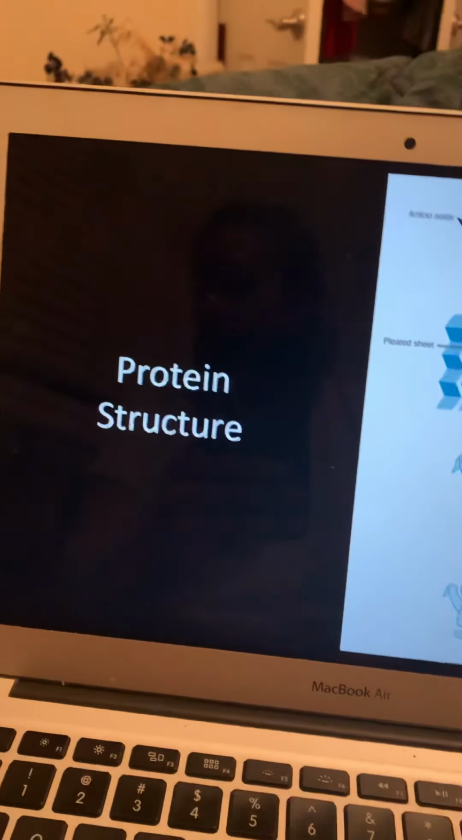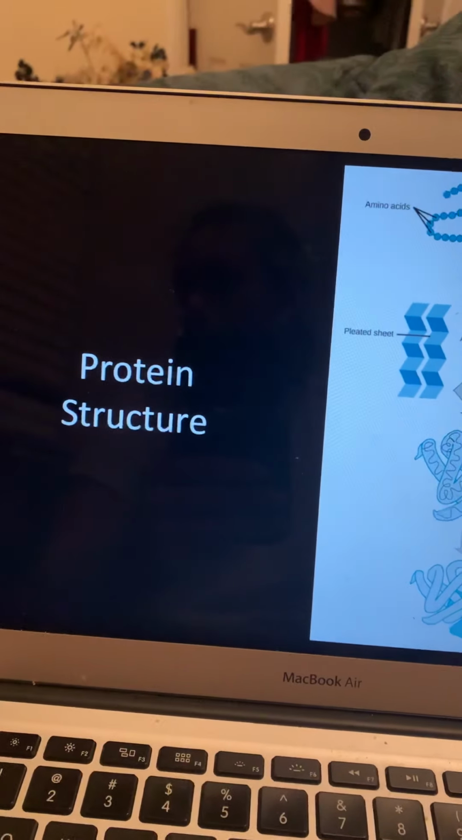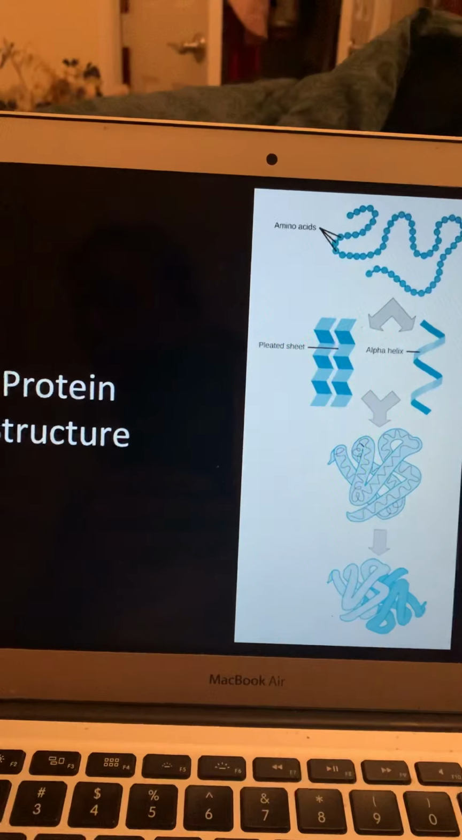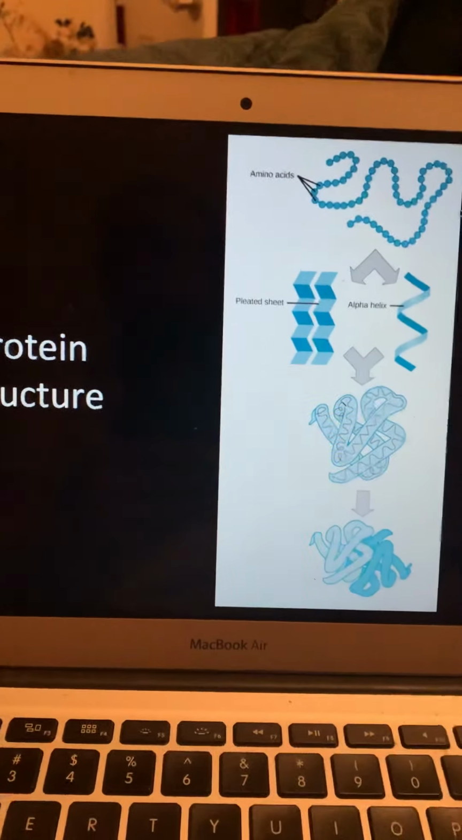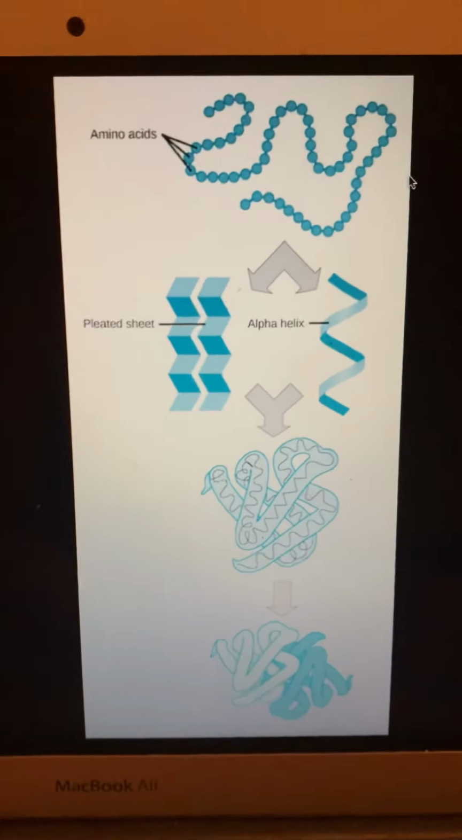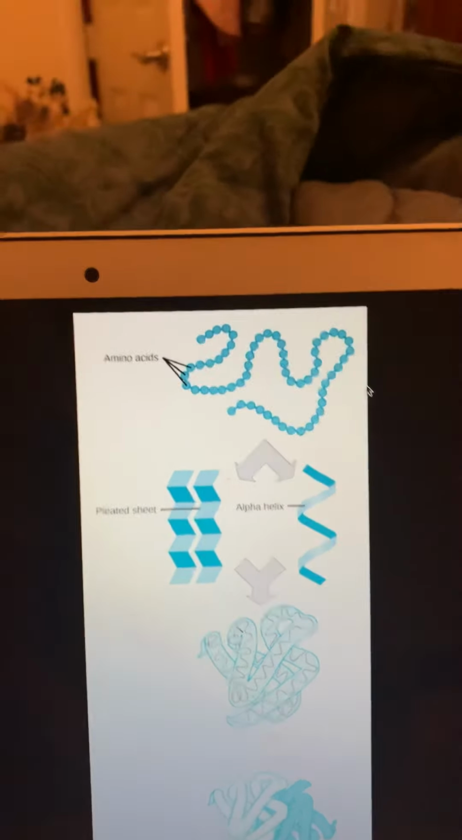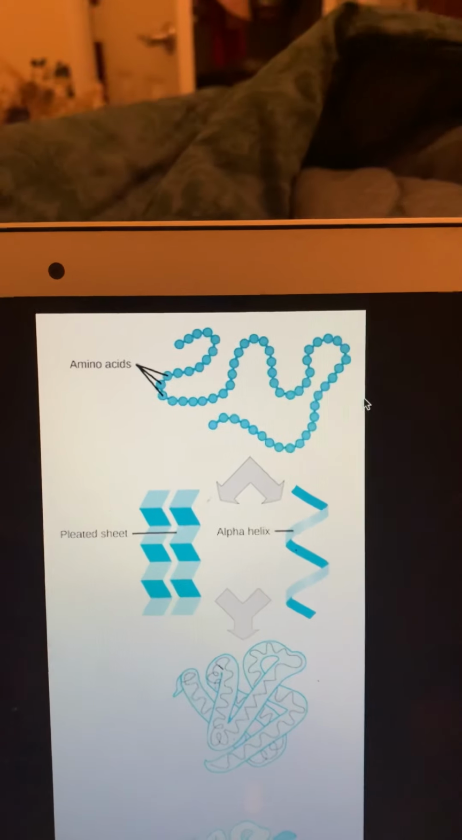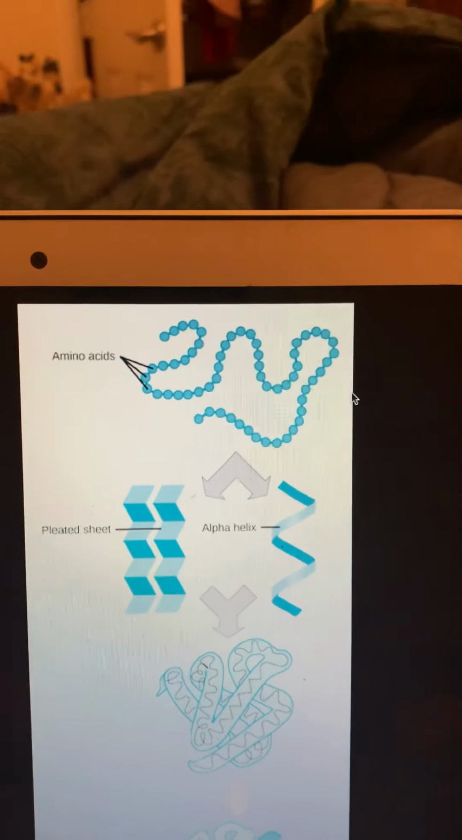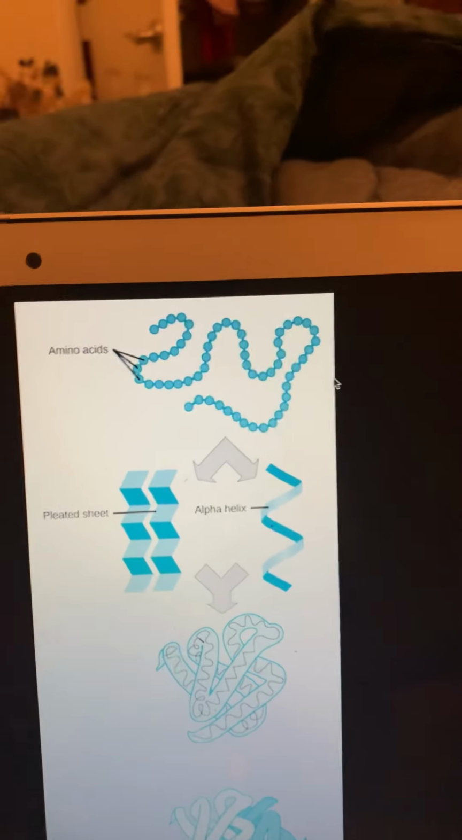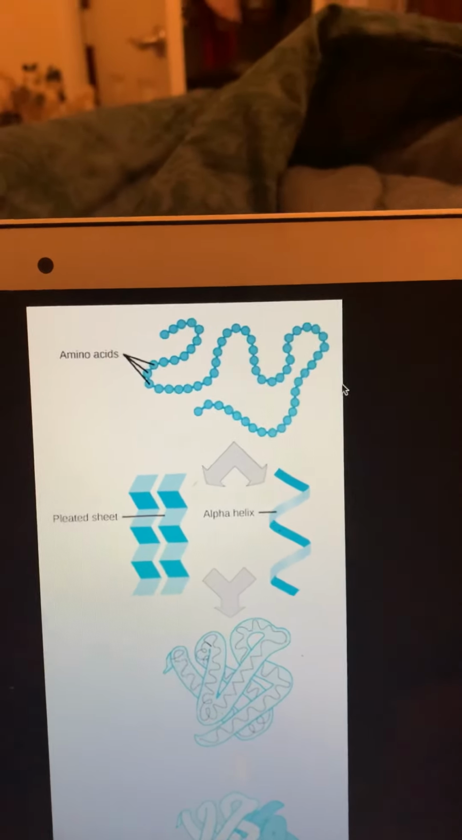Okay, and then we're going to go on to protein structure. All studied proteins are comprised of one or more structural configurations: primary, secondary, tertiary, and quaternary. The primary structure is defined by the specific sequence of amino acids which make up the polypeptide chain, and assembly of those is achieved via a series of dehydration reactions.